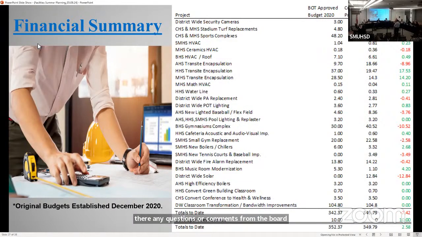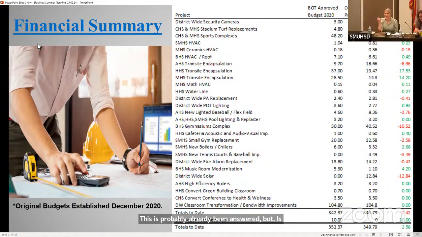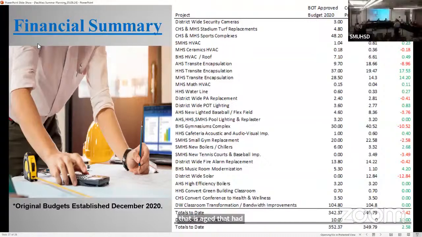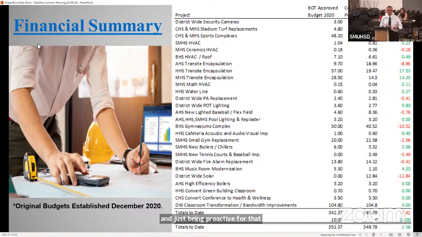This has probably already been answered, but is transite encapsulation just for looks or is there a function to that? Well, it's dual. There is a function that anything that is aged that had asbestos in it that can become friable, that transite can pose a danger. So because of the age and just being proactive, to prevent that from happening, we encapsulate them. So it's not just a look, it's really a safety measure. Also, we put rigid insulation there, and that gave us a lot more cost savings for our energy and sustainability for all of our sites that had this transite encapsulation.